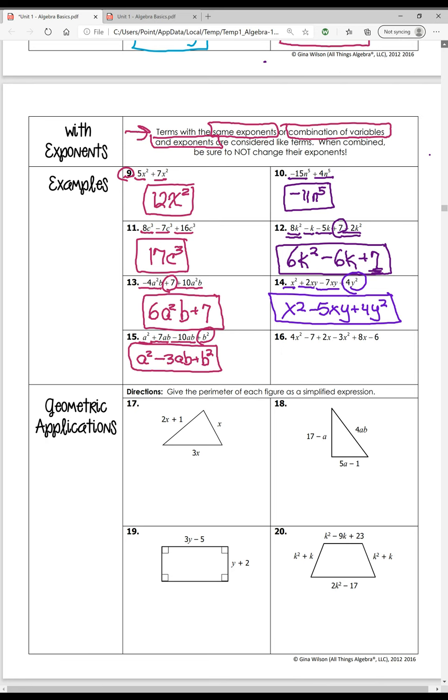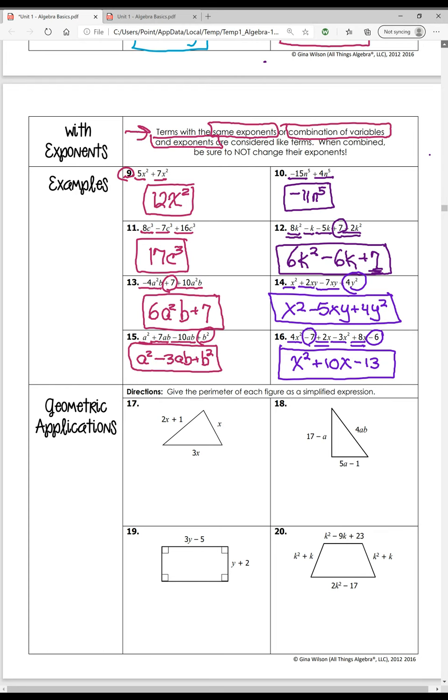And number 16, we will start with the x squared. We have 4 minus 3. So 4 minus 3 is 1. That'll become an invisible 1. So that's x squared. Then we'll look at the x terms. We have positive 2 plus 8. So 2 plus 8 is 10x. And then the constants, we have negative 7 minus 6, which will give us minus 13 for our constant. And there's our final answer.